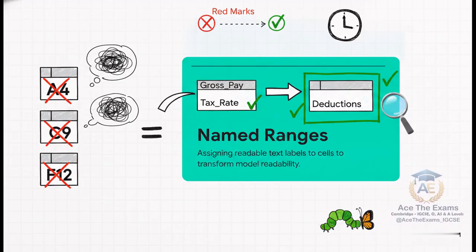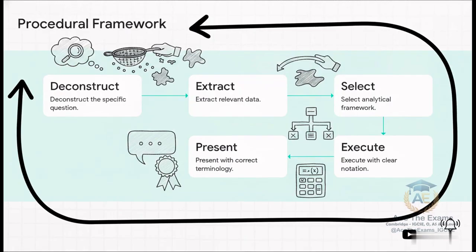If you want to transform your red marks into green check marks like we talked about earlier, start applying named ranges to your evidence when you structure your PEEL exam answers. And this brilliantly illustrates your exact procedural framework for the exam: deconstruct, extract, select, execute, and present. This is your ultimate success blueprint, completely applicable to every paper you'll face.